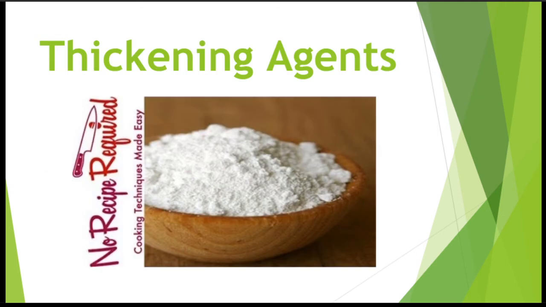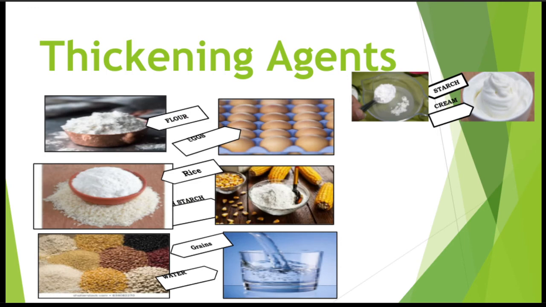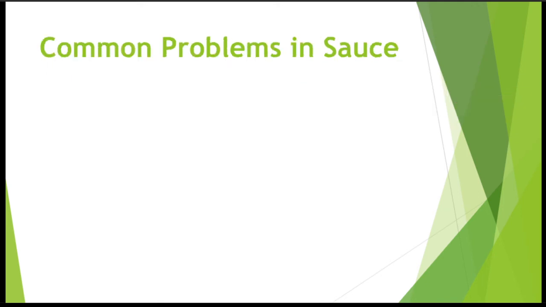These are some of the thickening agents. The thickening power of flour depends on its starch content. Bread flour is commonly used in commercial cooking. These are thickening agents. We have flour, egg, rice, starch, grains, water, starch, and cream.